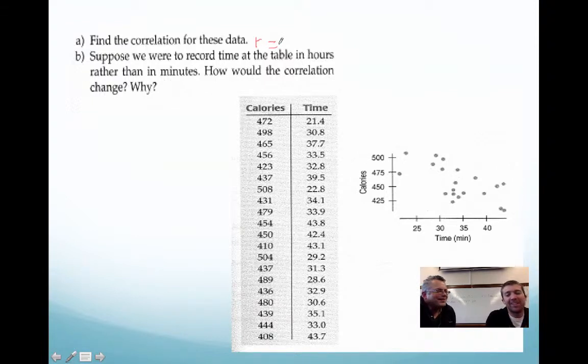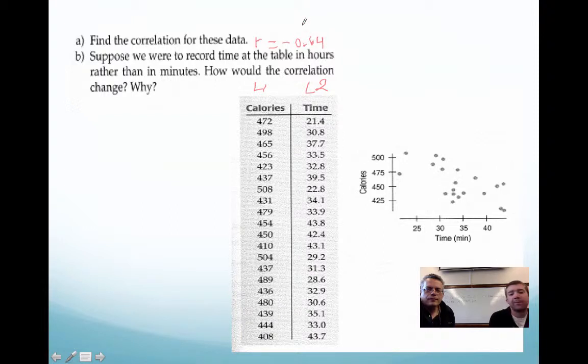Whenever you see the correlation, that's our term for we want R. What we've already done is put those things in our calculator, in L1 and L2, and then we went to stat, linear regression, to find our R. What was our R correlation for this? It's negative 0.649, almost negative 0.65.